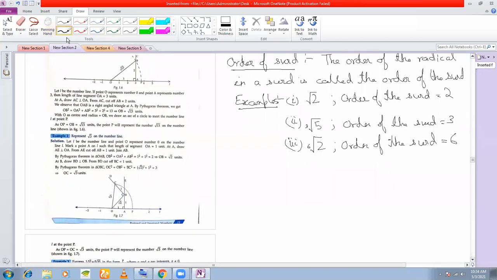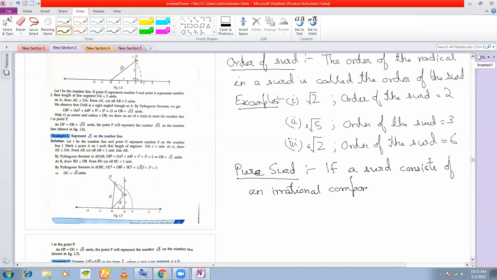Next, we come to the concept of pure surd and mixed surd. Pure surd first. If a surd consists of an irrational component only, now, what do you mean by irrational component? I'll give you an example to make it more clear. Then it is called a pure surd.